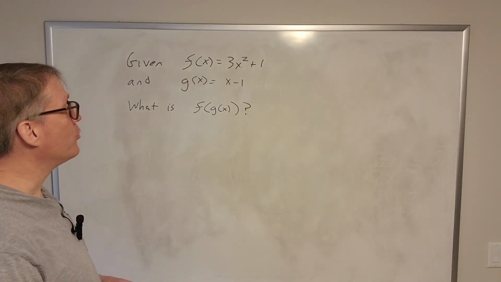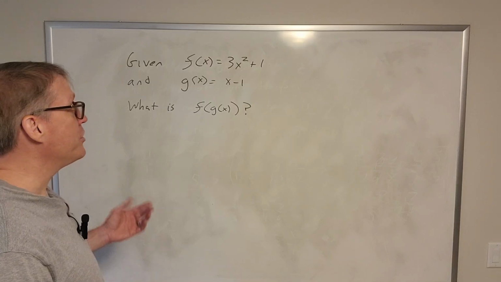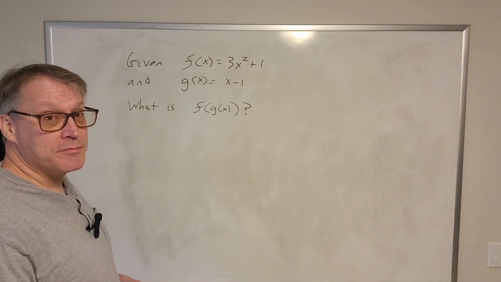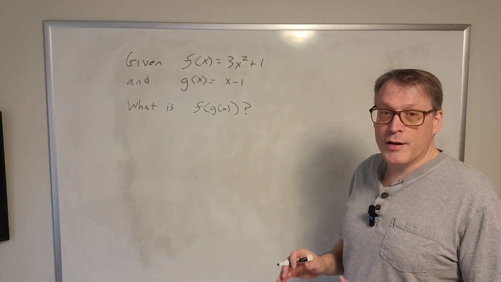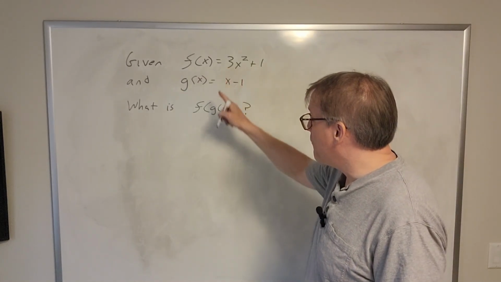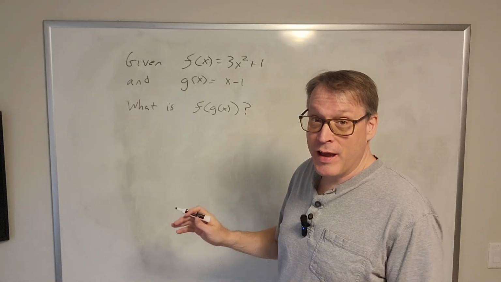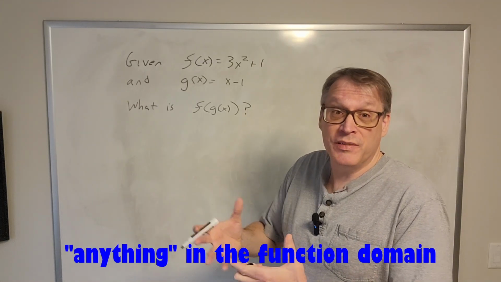Given f of x equals 3x squared plus 1 and g of x equals x minus 1, what is f of g of x? A foolproof way to do this is to think of f of x, the outermost function, as f of box, not f of x, because the x can be anything. So just label it as a box.